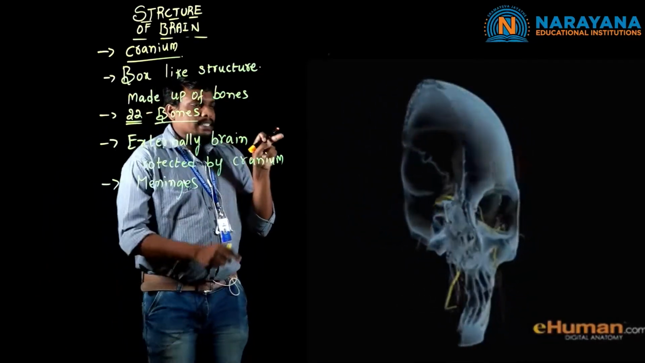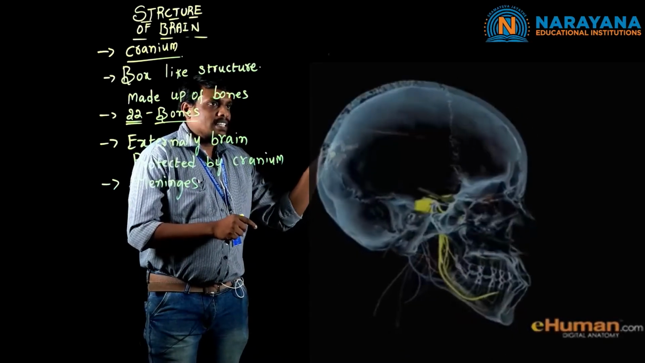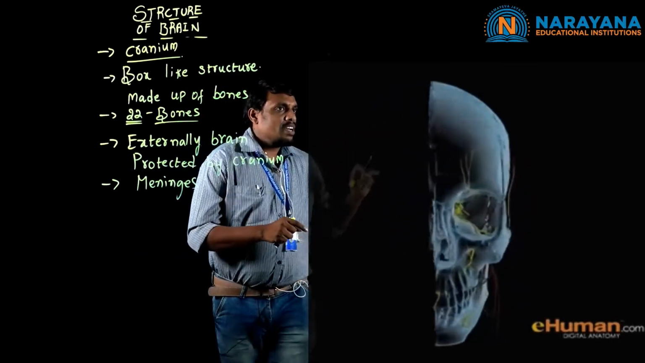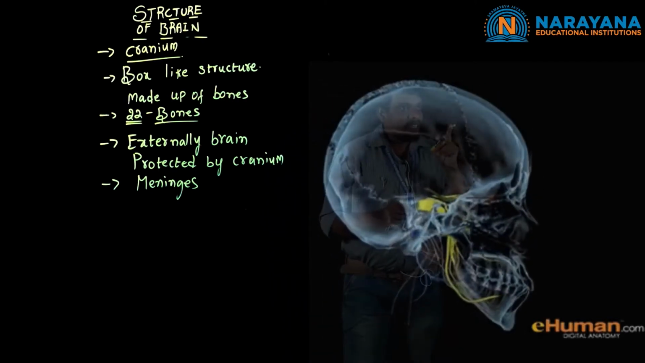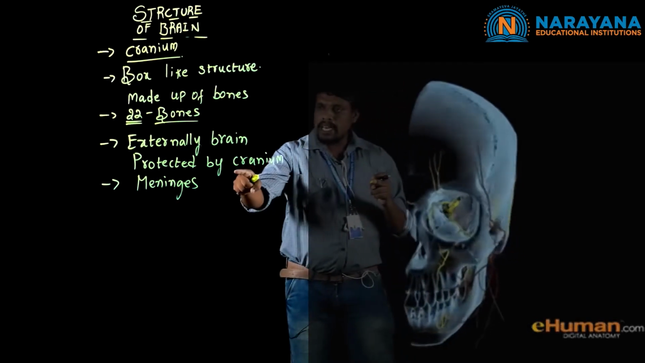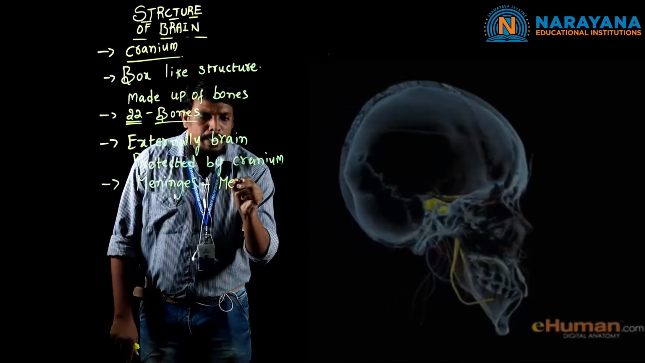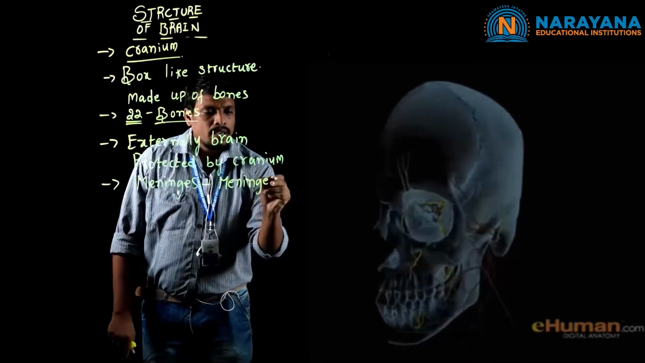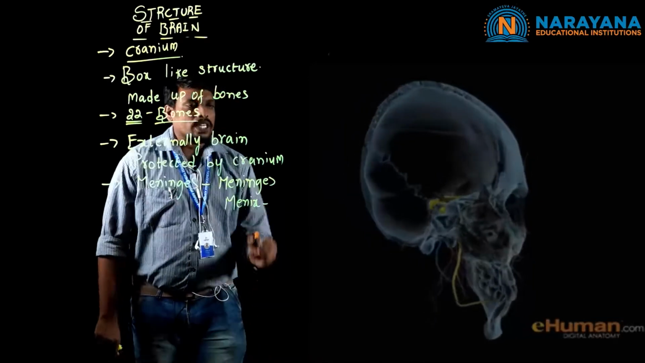If you look at the innermost layer of the skull, you can see some of the membranes. You can see some important membranous structures. What are these membranous structures called? These membranes are called meninges. What are they called? Meninges. What is the exact meaning of meninges? Meninges is a plural word. Meninx is the singular word.